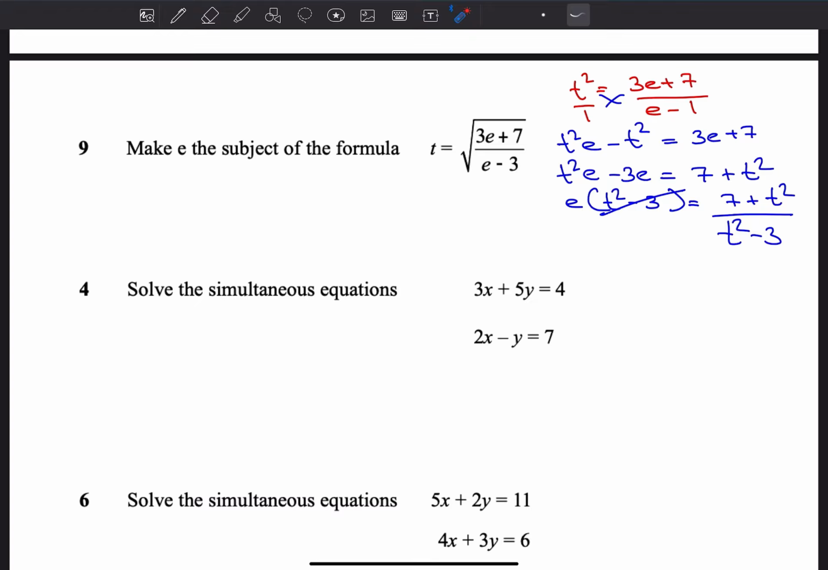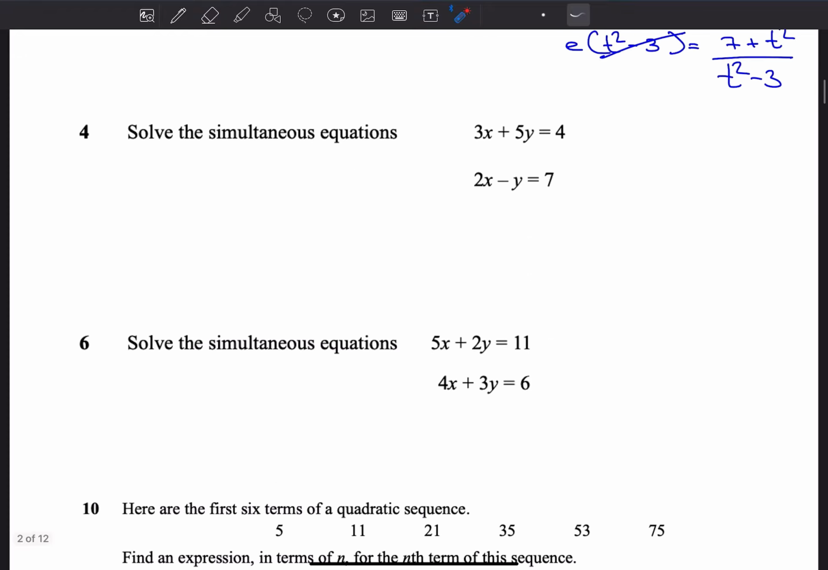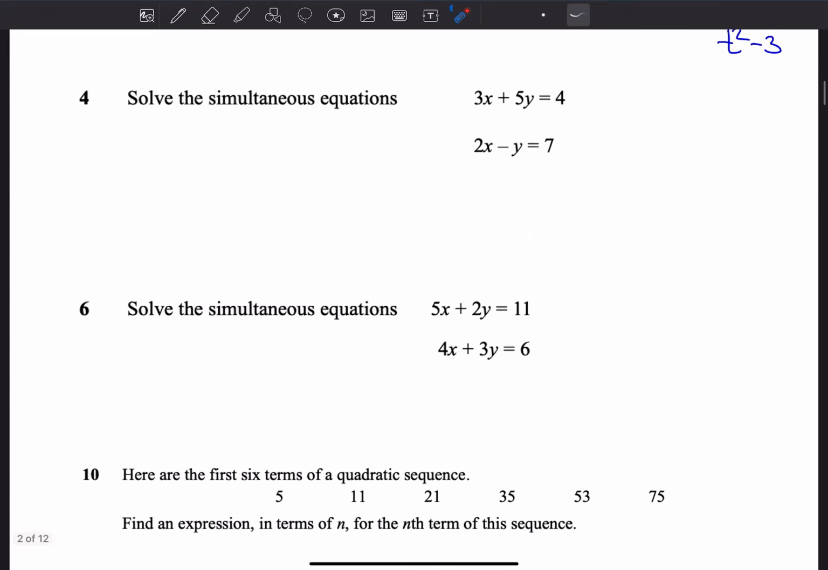Okay, next one. Solve the simultaneous equations. That's easy. So what do we have here? We can make the x values the same. So multiply here by 2, multiply here by 3. That will give you 6x plus 10y equals 8, and then 6x minus 3y equals 21.